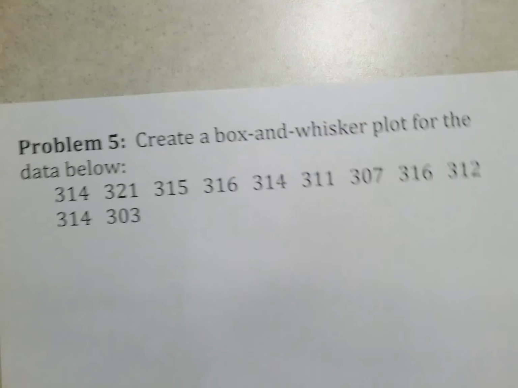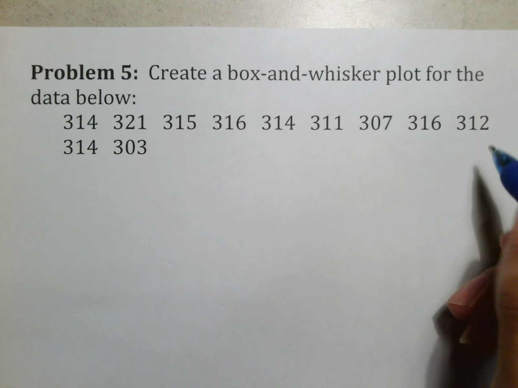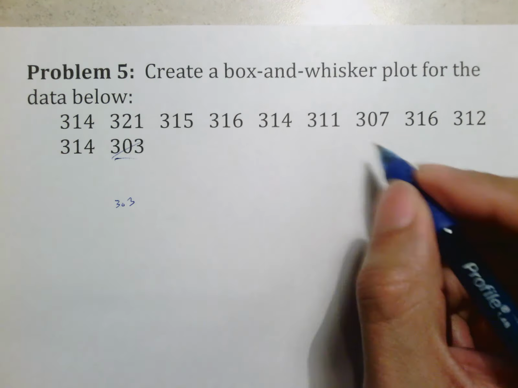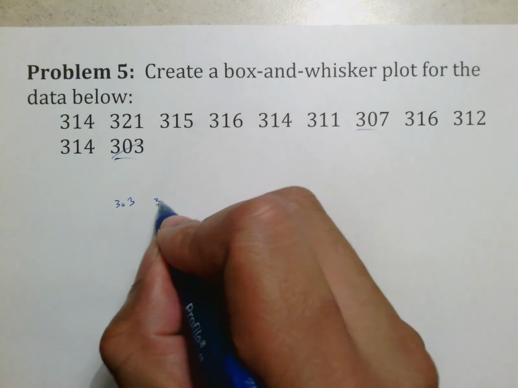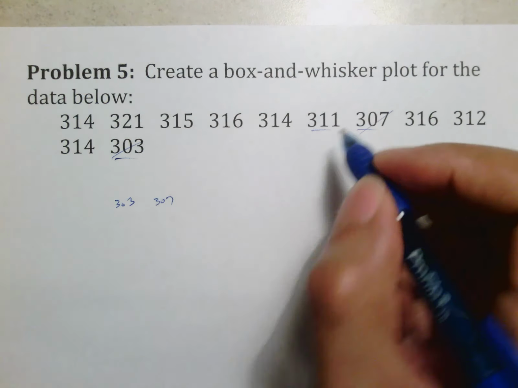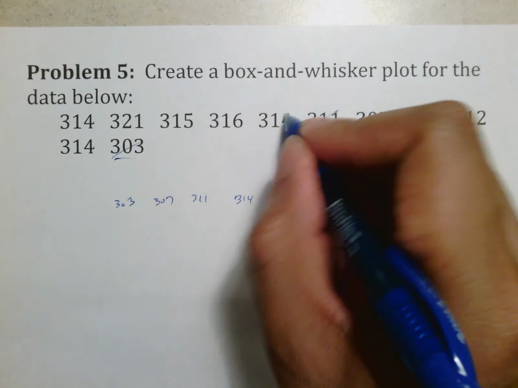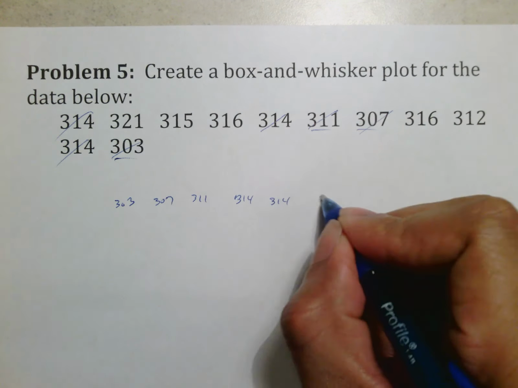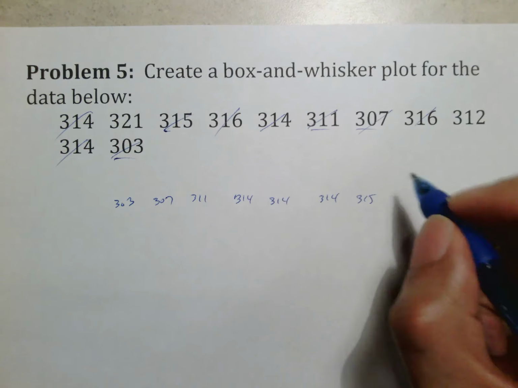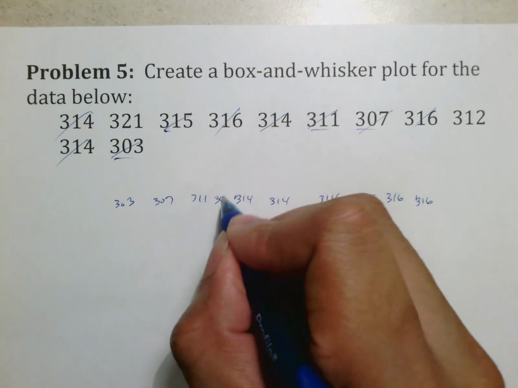All right, same thing for problem 5. Looks like the lowest number here is 303. Yep. 307. 314, 314 three times. Looks like there's a 315 and two 316s. Ooh, I messed up and even forgot a 312. So I'll just put that there.